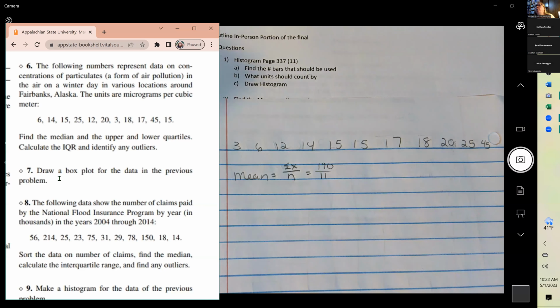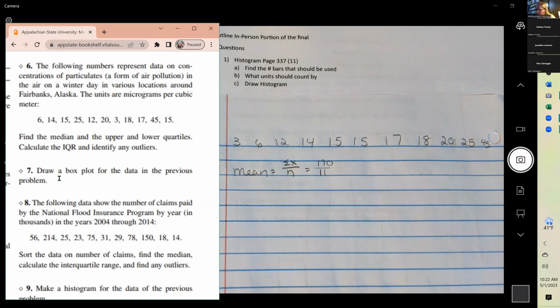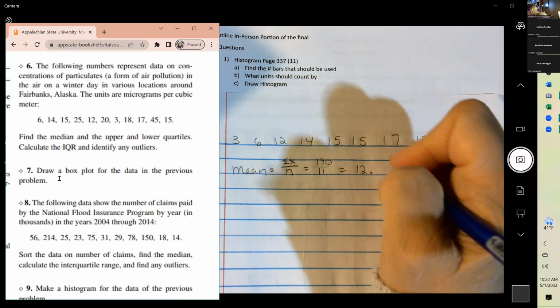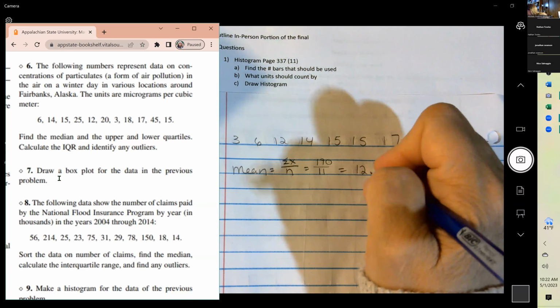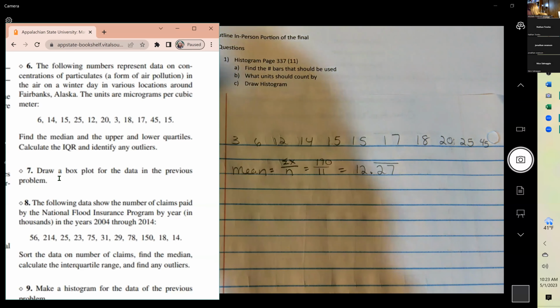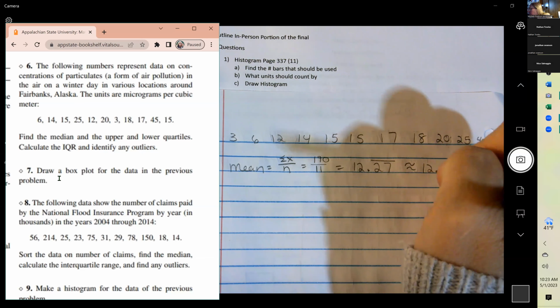The middle is your median. So for mean, we add them all up, divide by how many there are, and we get 12.27. Rule of thumb, go 1 decimal place more than your data if you're going to round, so it'd be 12.3.